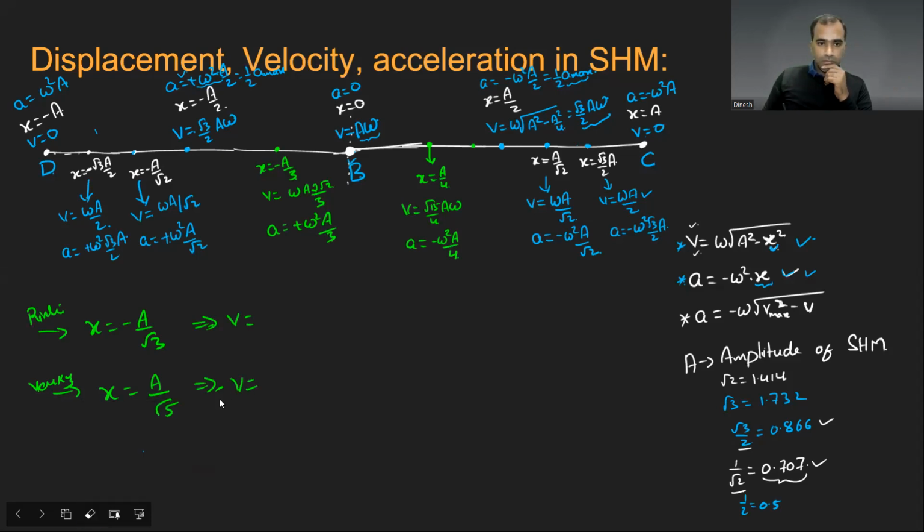Sir, V I got root 2 by 3 omega. Root 2 by 3, root 2 by root 3. Right? It should be root 2 by root 3. Okay, sir. We get root of a square minus a square by 3, so omega into root of 2 by 3 a square. Okay, simple substitution.